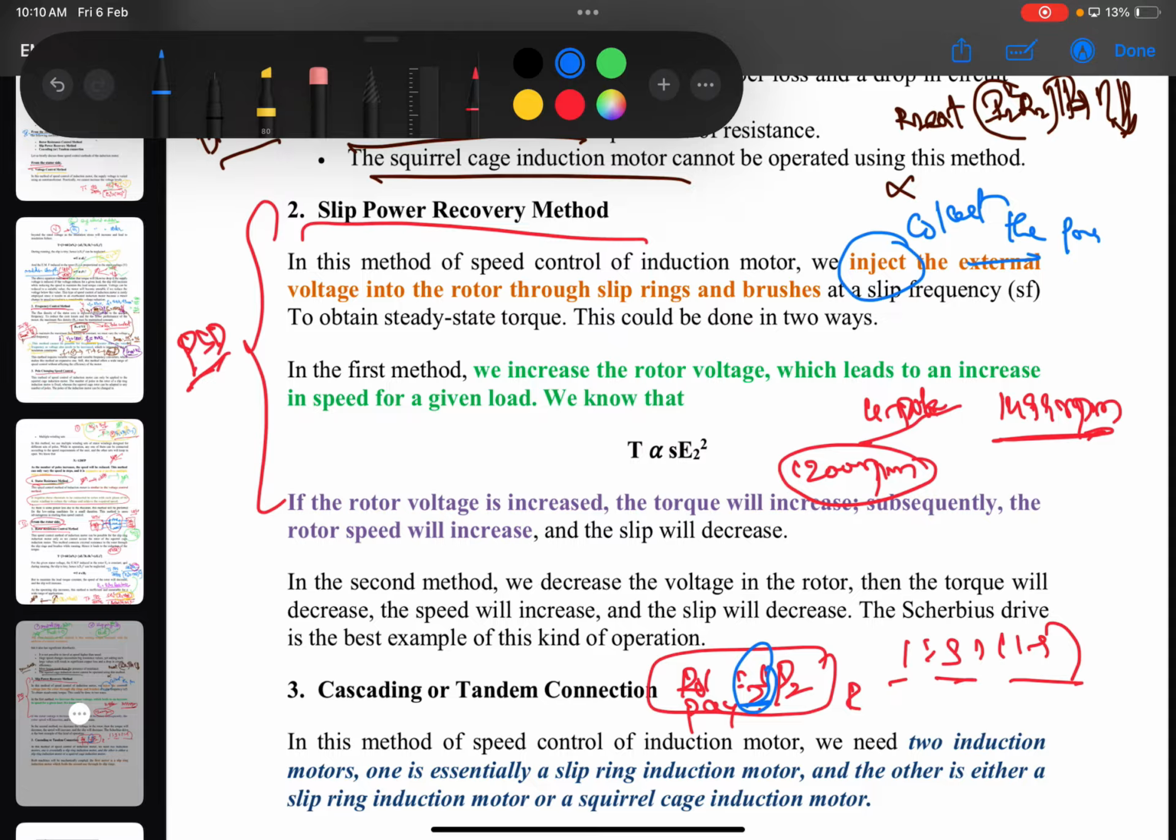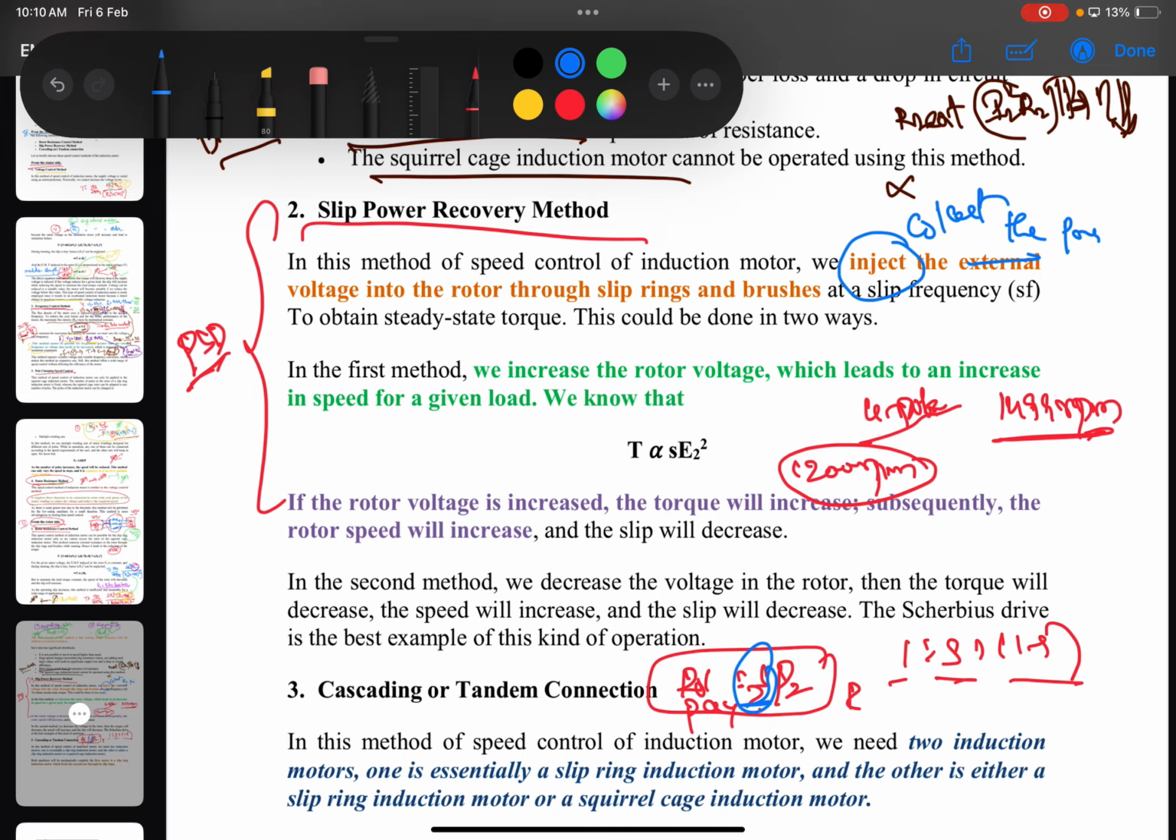Now I can add an external supply to the slip rings, so that additional power is given to the rotor. Then instead of rotating at 1499 rpm, the speed can be increased further. When the speed increases beyond the synchronous speed, the motor becomes an induction generator. So in the induction generator, the slip power recovery or power injection concept takes place.